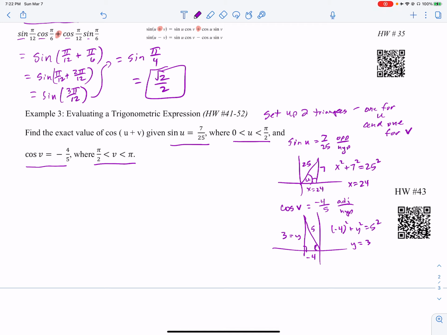Now you can find all 6 trig functions. Remember, in the second quadrant, only sine and cosecant are positive. All the other 4 are negative. And then they want you to find the exact value of cosine of U plus V. Well, we are in the section where we are using the addition formula. So you need to write down that addition formula.